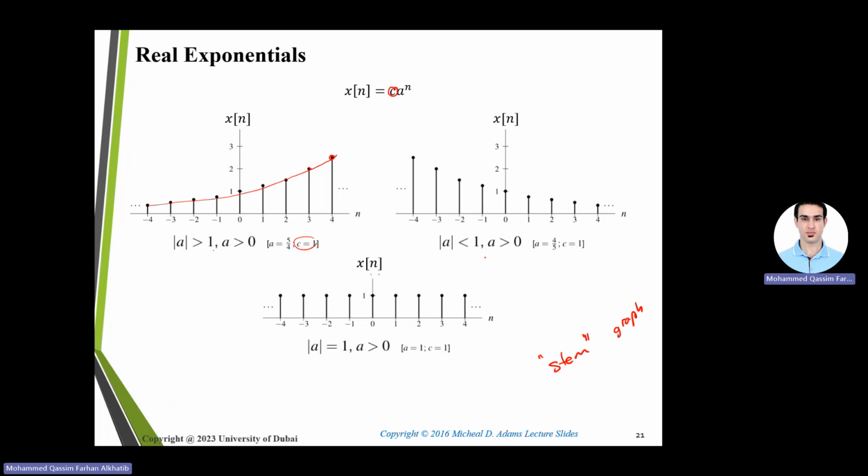Another representation here, when a equals 4 over 5, which is 0.8, which is less than 1, and you have this decay behavior. All right, and this is a special case where a equals 1. So in this case, 1 to the power n is going to be 1. So this is just the constant c, and in this example c equals 1.